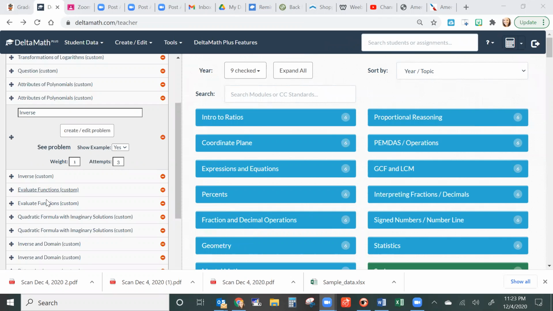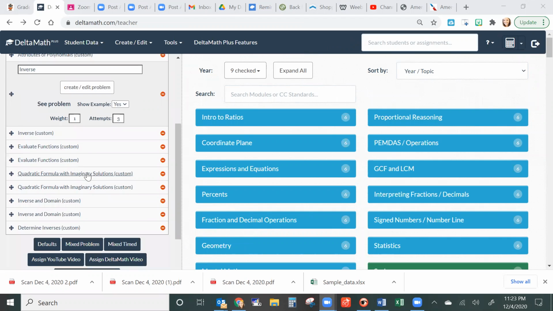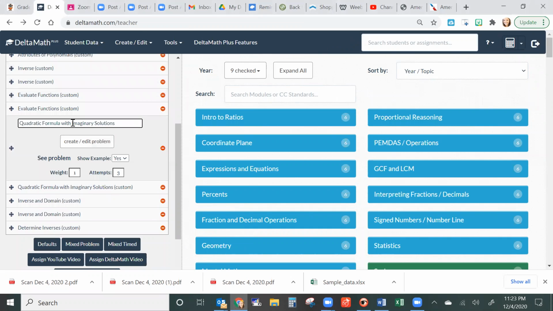All right, let's go down to quadratic formula with imaginary solutions. Okay, I'm just going to go into the first one here. So quadratic formula with imaginary solutions.